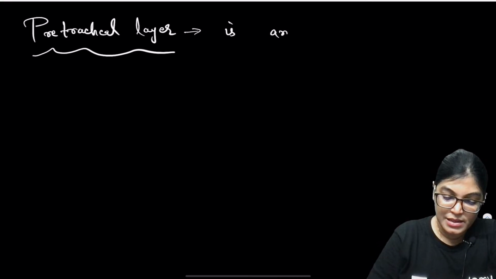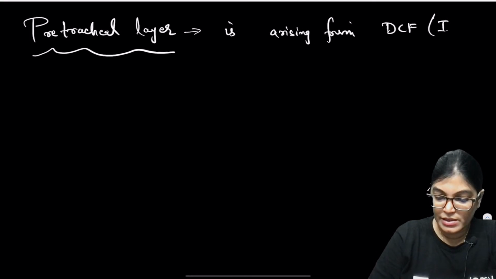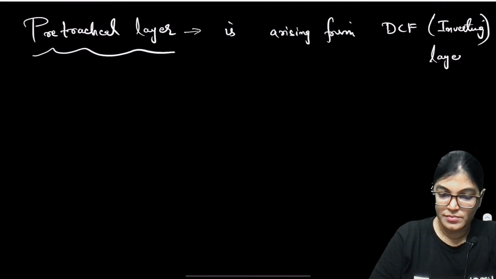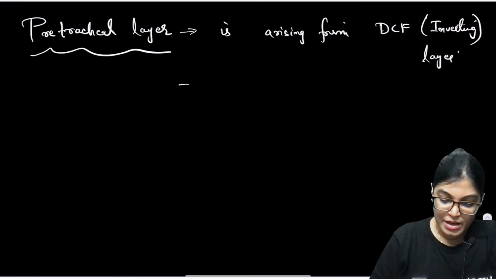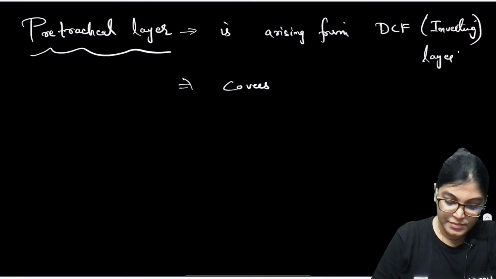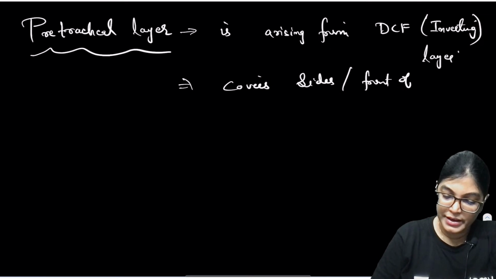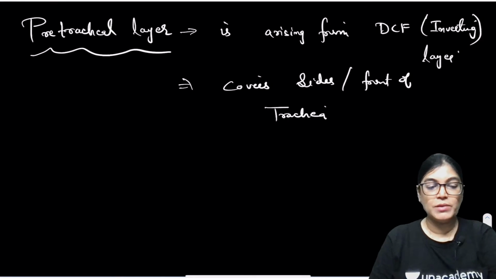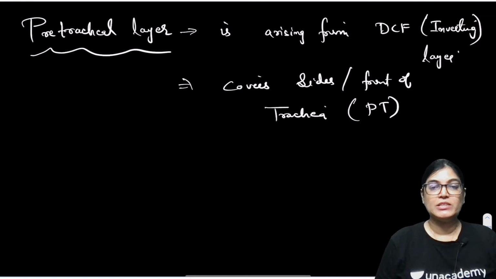So the pre-tracheal layer is arising from the investing layer of deep cervical fascia only, and covers the sides and front of the trachea, forming the pre-tracheal layer, PT for pre-tracheal layer.